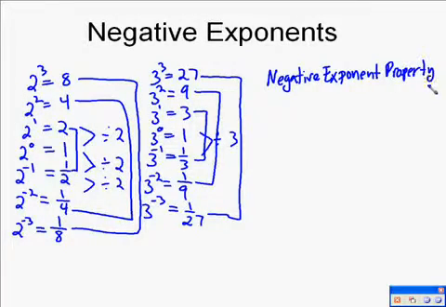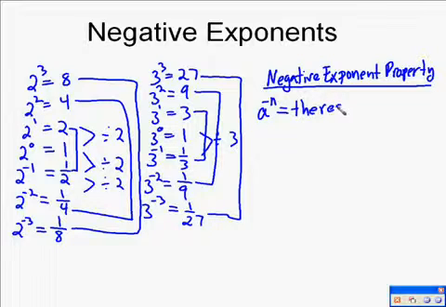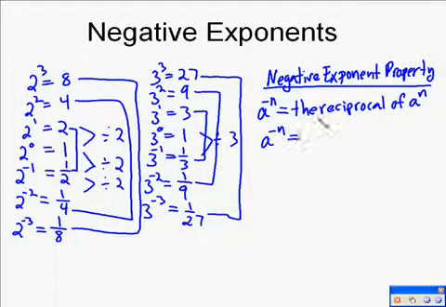And so if we want to write out our negative exponent property, we're going to write it out in symbols. A to a negative power is always equal to 1 over a to that power. So the way we can write it is a to the negative n is equal to the reciprocal of a to the n. That's what it always is. And if you remember, reciprocal is just 1 over. So in symbols, it's a to the negative n equals 1 over a to the n.